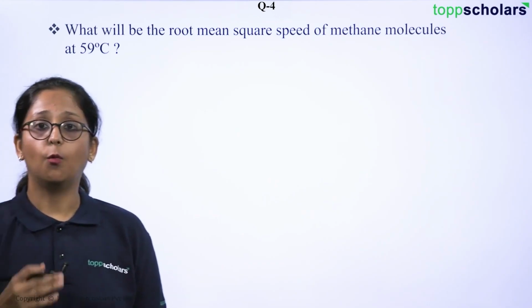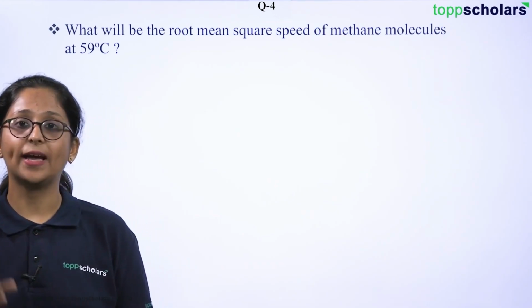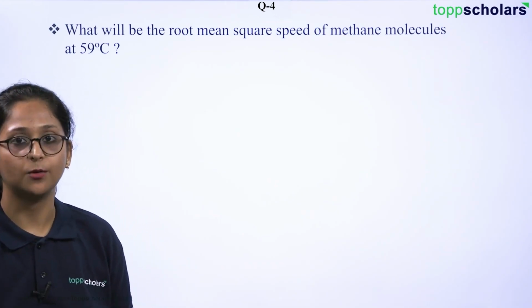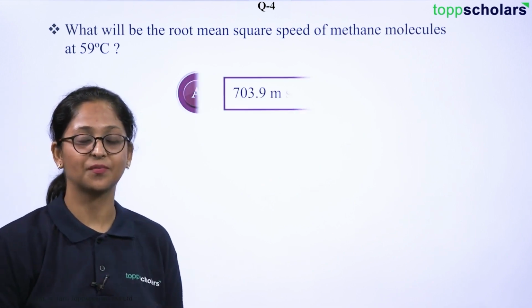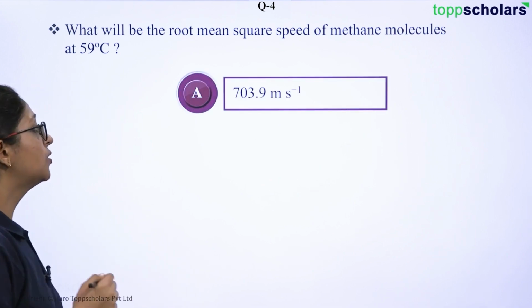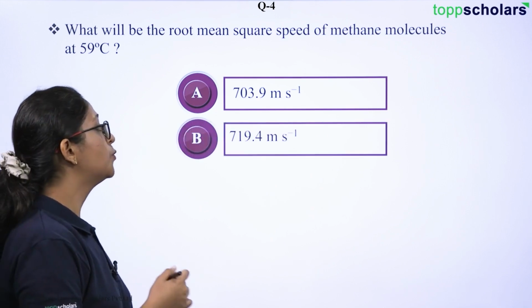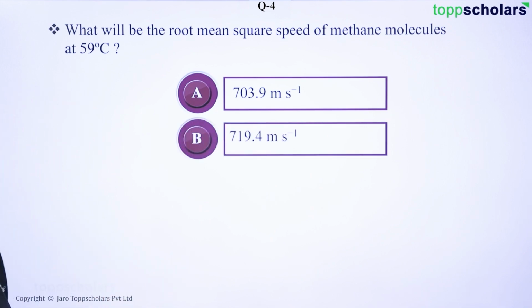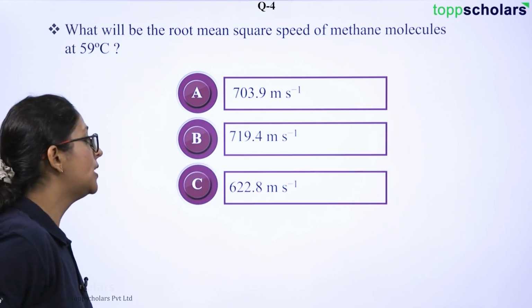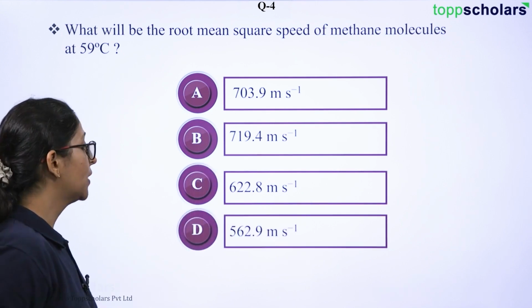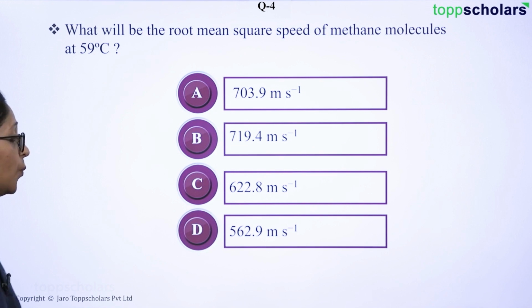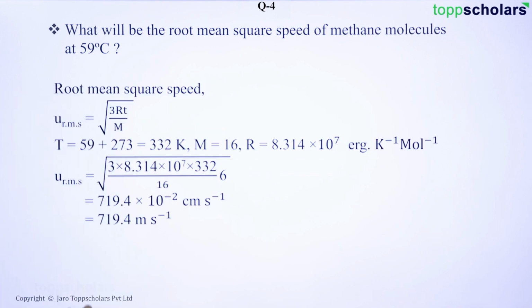So students, what will be the root mean square speed of methane molecules at 59 degrees Celsius? Option A 703.9 meter per second, option B 719.4 meter per second, option C 622.8 meter per second and option D is 562.9 meter per second. So what we have to do, we have to determine the root mean square.